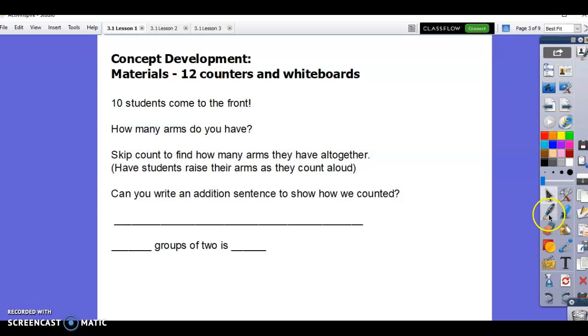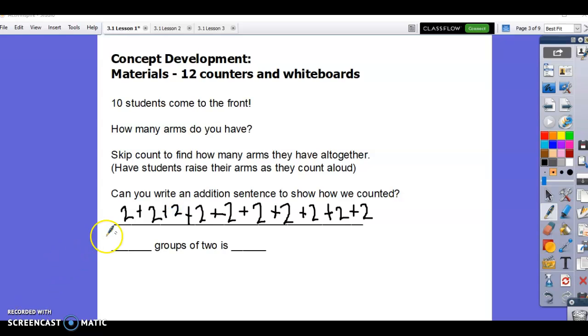If I was going to write an addition sentence, I would say 2 plus 2 plus 2. I'm going to pause just for a second. Notice how he wrote this addition sentence. This is 2 plus 2 plus 2 plus 2 plus 2 plus 2 plus 2 plus 2 plus 2 plus 2 equals, and we said that it equaled 20.